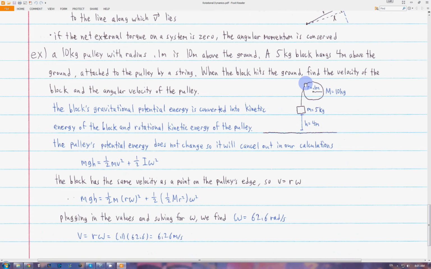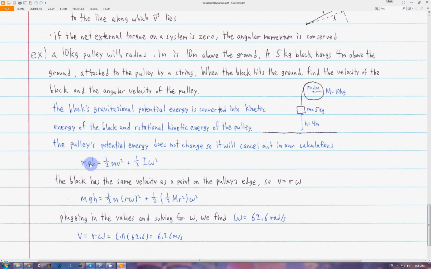So we do this using energy. So initially the system has gravitational potential energy of the block and the pulley. However, in the final state, the pulley does not move. So its gravitational potential energy stays the same. So it will cancel out in our calculations, so we don't need to use it. So basically what happens here is the block's gravitational potential energy is converted into kinetic energy of the block plus the rotational kinetic energy of the pulley.